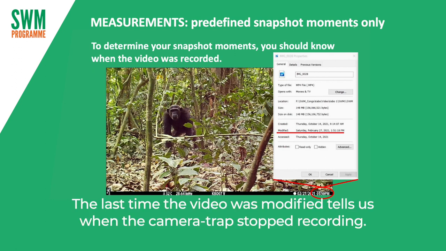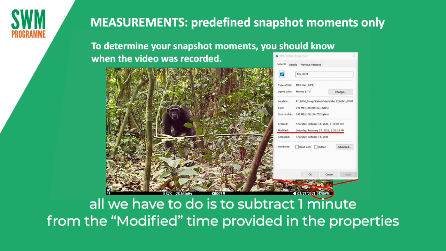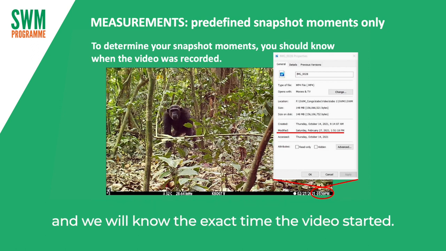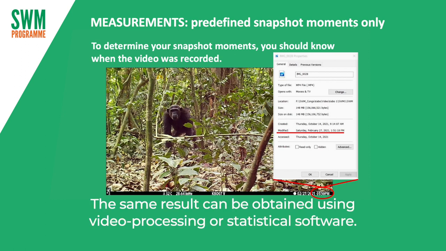The last time the video was modified tells us when the camera trap stopped recording. Because our video is 1 minute long, all we have to do is subtract 1 minute from the modified time provided in the properties, and we will know the exact time the video started. The same result can be obtained using video processing or statistical software.